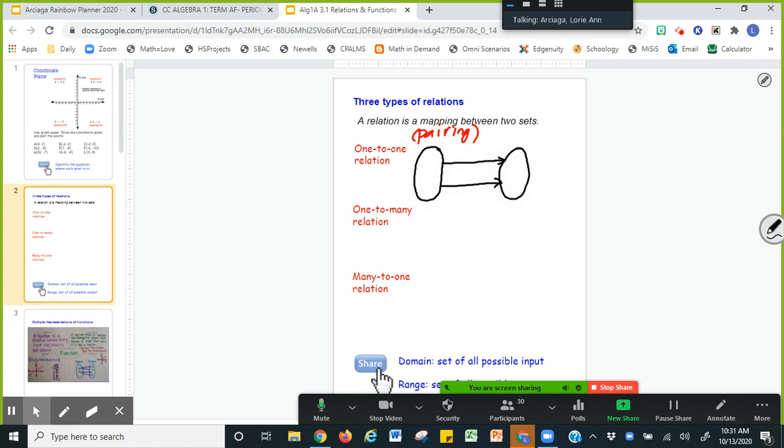So there's a one-to-one pairing. For example, let's say I put number 2 here and number 5, and I pair each number with another number. Let's say -2 and -5. So I pair them up with the negative counterparts. So this is what we call a one-to-one relation, because every element of the first set or oval is matched with one element of the second oval or the second set.